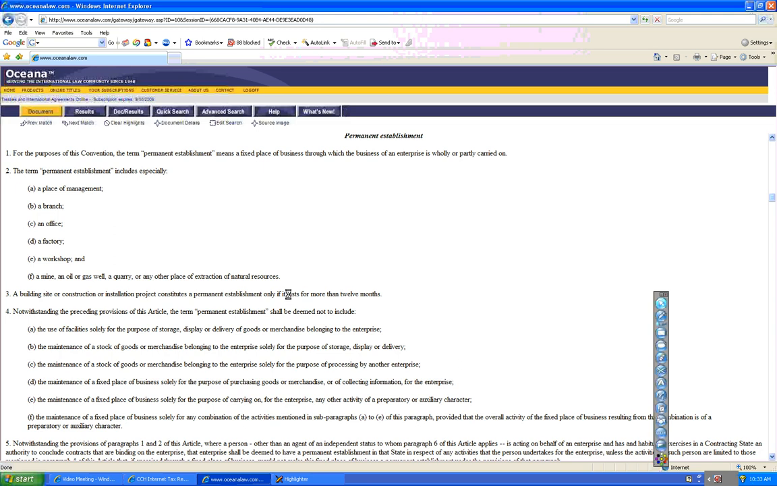Almost check out. How many months does it state for a building site? Those that follow the UN convention will be 6 months versus those that follow the OECD, which will be 12 months.